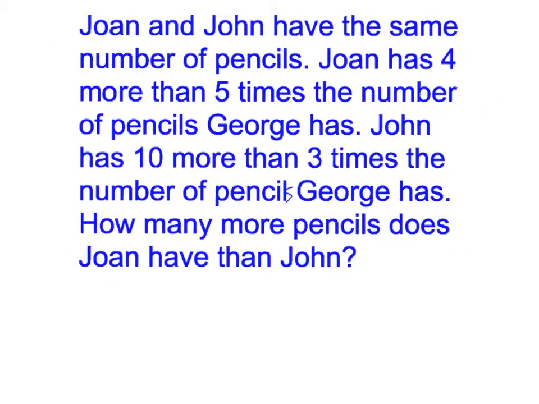So if Joan and John have the same number of pencils, we'll put an equal sign down. Joan has 4 more than 5 times the number of pencils George has, and John has 10 more than 3 times the number of pencils George has. Do we know anything about George? We know what everybody else has in comparison to him, but we don't know much about George. Therefore, George would have to be x. So x equals George.